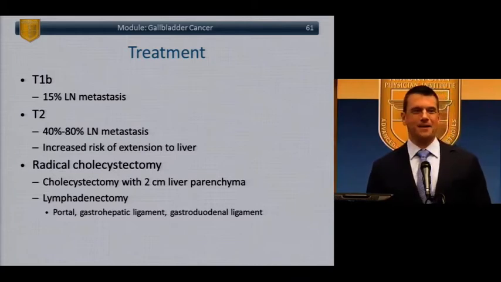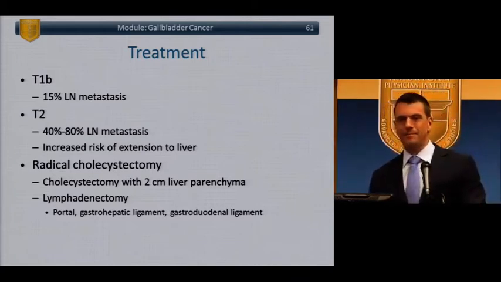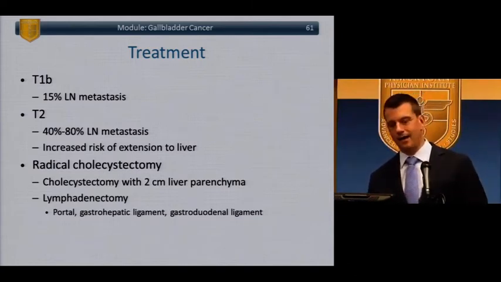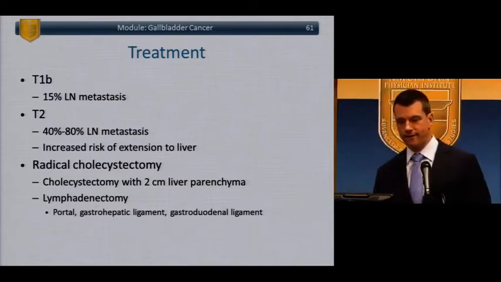It's still pretty bad. We'll go over some of the outcomes here again. But you have a chance with the T1B lesions, especially of getting a resection for cure. When you start moving into T2 with all the lymph node mets, you may just be prolonging life a little bit here. But you don't know that initially, and you can get resection for cure in some of these early lesions, if you're lucky to find it then.